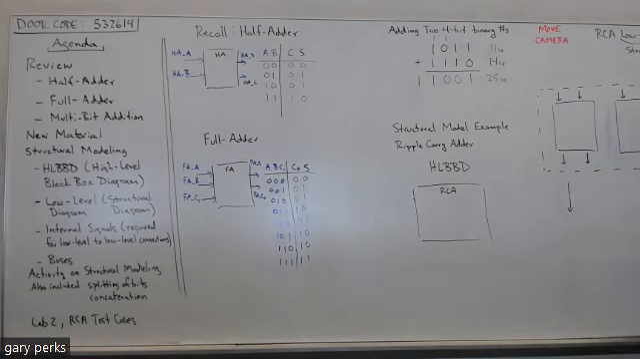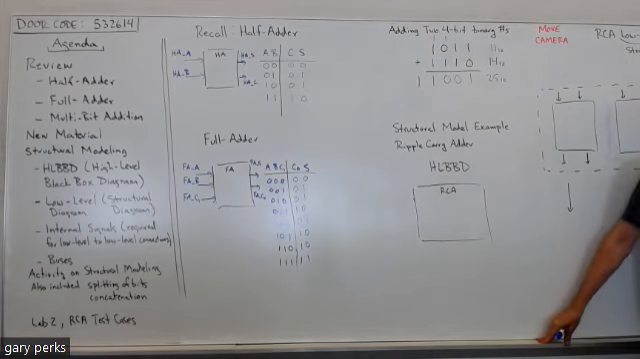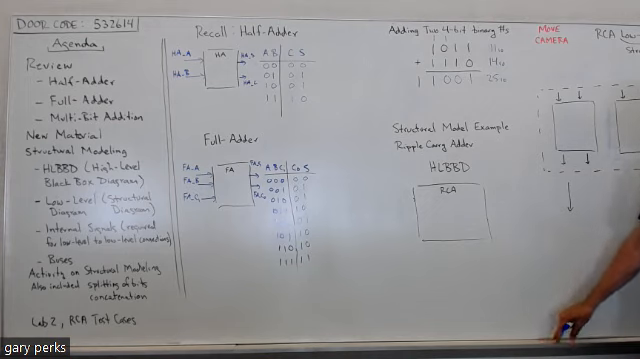All right, so now we're going to start into new material by looking at structural modeling. And the example we're going to use is the design that you do in the lab too. We call the ripple carry adder. It's an adding circuit where you add multiple bit binary numbers, and you can have ripple carry adders that add up to whatever number of bits you want. Ours is going to be a 4-bit ripple carry adder.